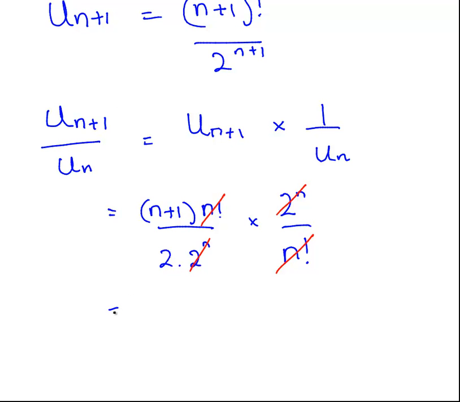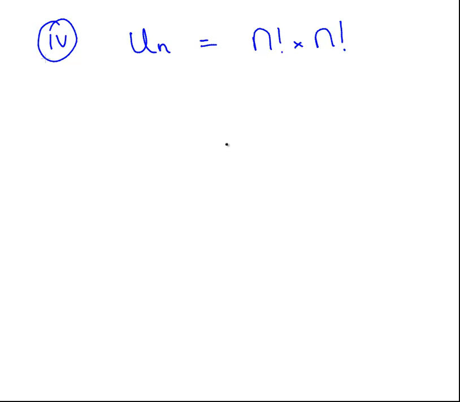So what we're left with is (n+1)/2. So that is the ratio in this case. Okay, so moving on to the next one. Now this is a little bit tricky.